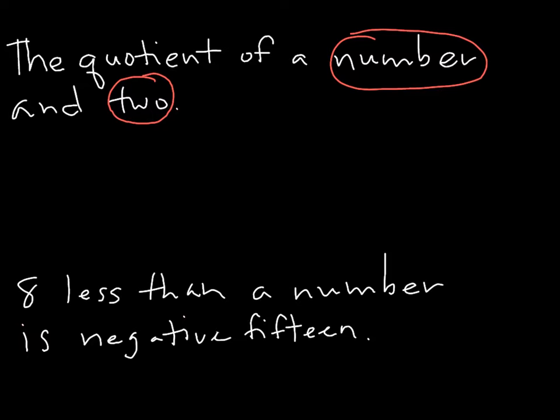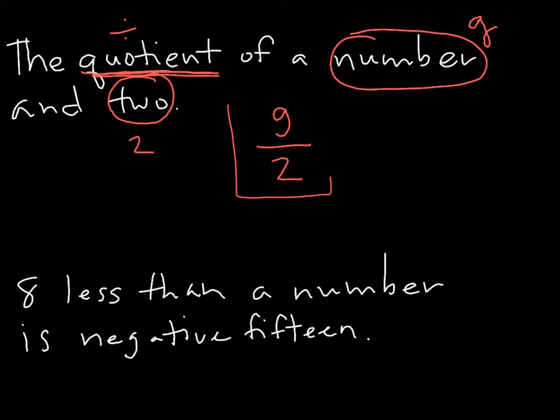And then I look through and I see, are there any words that imply or tell me about a mathematical operation? And it's quotient. So quotient means divide. So I'm going to put the little dividing sign there. Number, I don't know what that number is, so I'm going to choose a variable. So I'm going to pick G for me. And then the number 2. So I'm dividing G by 2. There's a few different ways to write that. I'm going to write it like this. So this is an expression. There's no equal sign. It's got variables, operations, and numbers. And so G divided by 2 represents that sentence.